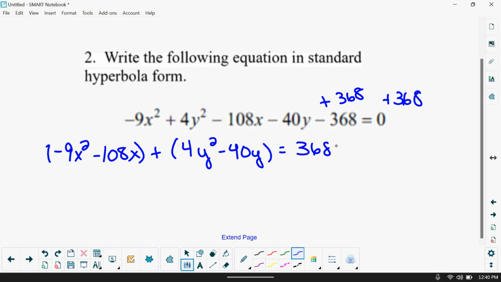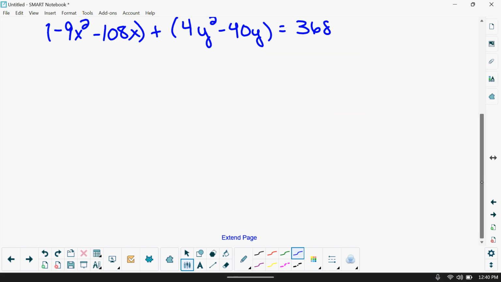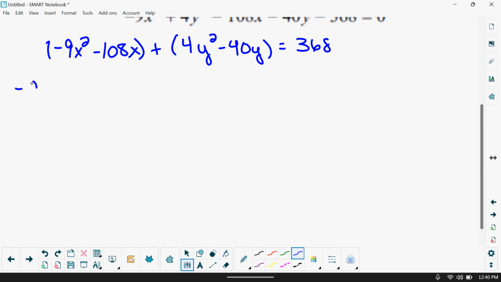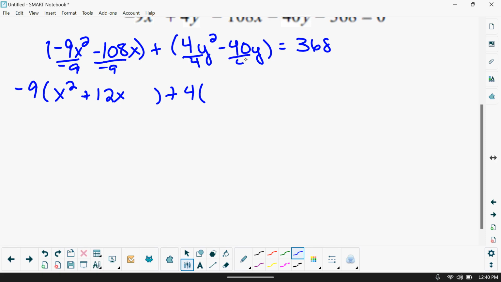Okay, so here we go. We're going to pull out a negative 9. So remember, divide both of these by negative 9. So x squared plus, and I think that is 12x. Leave yourself some space. Here I'm going to take a 4 out, so take a 4 out of both of these. So y squared minus 10y equals 368. So you see how we have parentheses on these sides? We're going to match them. So I have a minus 9.